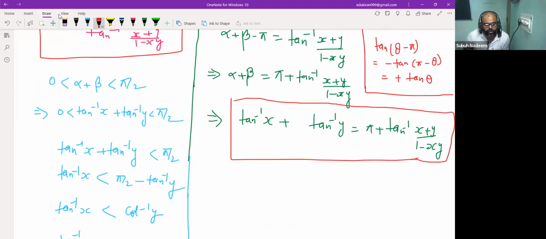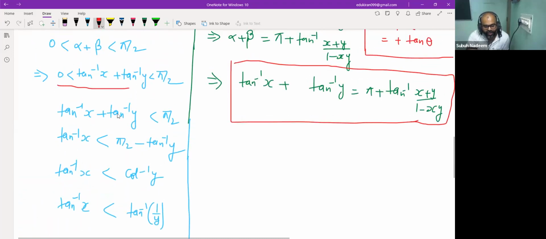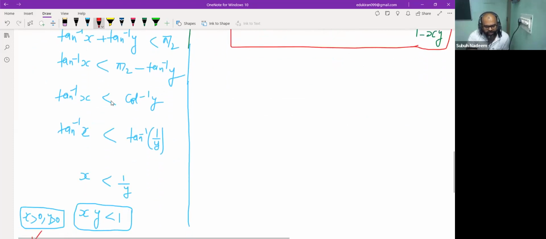So this is what we are having. Now, since tan inverse x and tan inverse y both are positive, their sum is going to be positive. That is, x and y are positive, which we have written here. Another condition is tan inverse x plus tan inverse y is less than pi by 2. So from here we will write tan inverse x is less than pi by 2 minus tan inverse y, which will give you tan inverse x less than cot inverse y, because pi by 2 minus tan inverse y is cot inverse y, because tan inverse y plus cot inverse y is pi by 2.